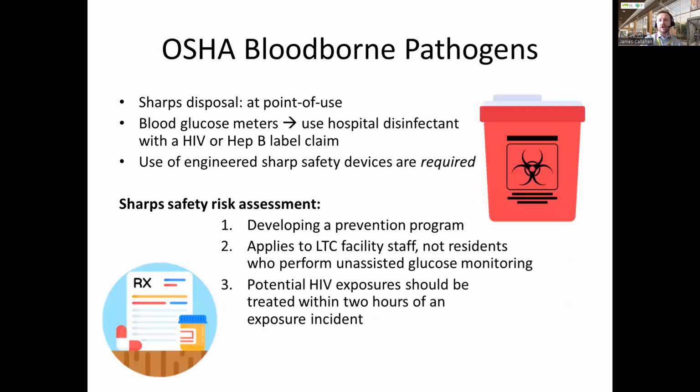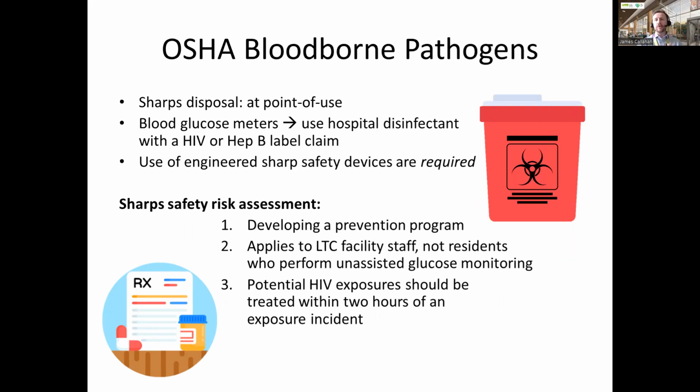Bloodborne pathogen OSHA guidelines are required in certain circumstances. So, for instance, if any sharps are being used in the long-term care, a sharps disposal is required at the point of use. Blood glucose monitors must use hospital-level disinfectant with a kill claim for HIV or hepatitis B, and the use of engineered sharp safety devices are required.